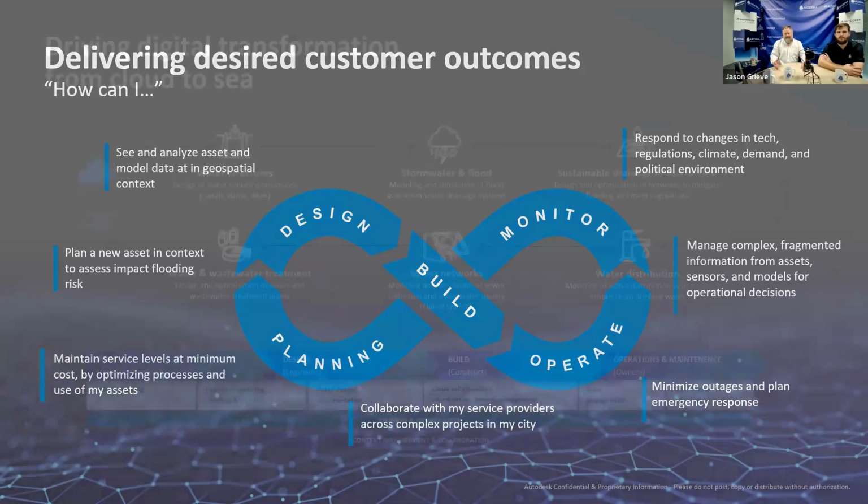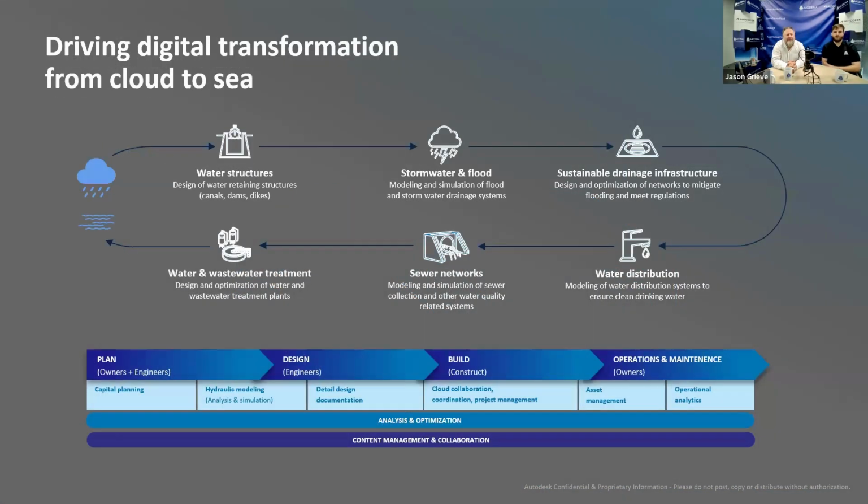the process. In terms of driving the digital transformation from cloud to sea, Autodesk envisions that life cycle where we start at the planning process, where we're involved with your owners, your engineers, and your capital projects. We move through the design process where you move over to your engineers, you move into your construction and your building process, and then back to your operators and maintenance.